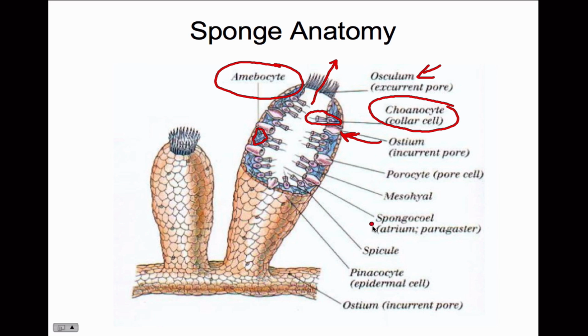Another important part of sponge anatomy is the spicule. If you look right here, you'll see these little structures in here that look kind of like spikes, and it basically gives the sponge its structure or its form. And so these little spicules, sometimes they even look like glass, but they give the sponge its form.